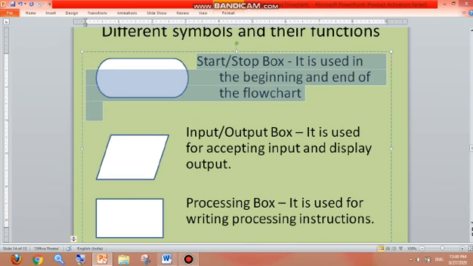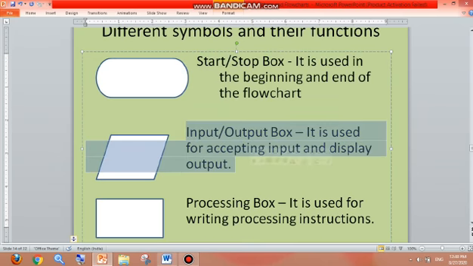The second box is the input or output box. For solving a problem, it is necessary to take an input from the user, and then after solving we have to display the output also. So both things will be done by using which box? The input output box, and the symbol for the input output box is this. Children, you have to take care that the proper diagram of these symbols is drawn.